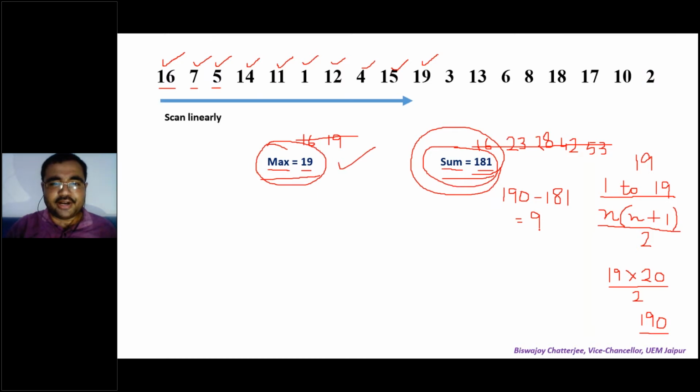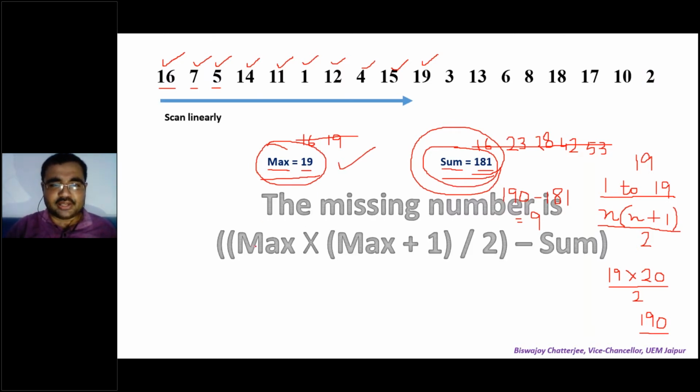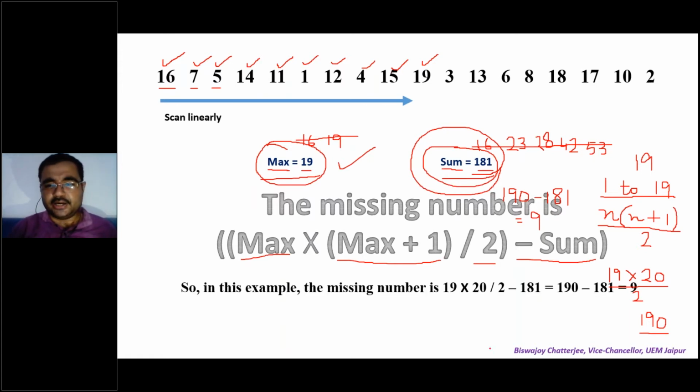So how did you find it? The way out is max into max plus 1 by 2 minus the sum. That's the general formula. In our example, 19 into 20 by 2, which is 190, minus 181. 9 is the absent number. So you know that 9 is the missing number.